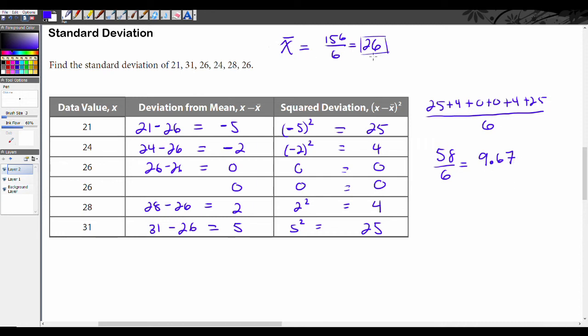So we got the mean for the set of data. We subtracted each number minus the mean. We took those values and squared them. Then we took these new squared deviations and found the mean for them. And we have one last step to find the standard deviation, and that is to find the square root of 9.67.